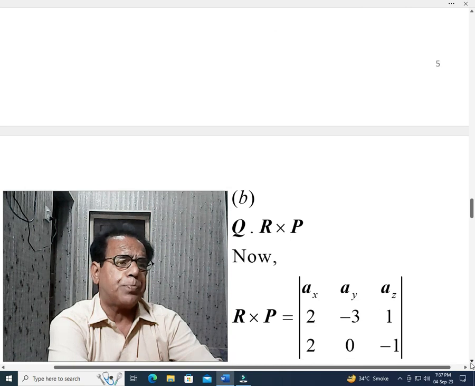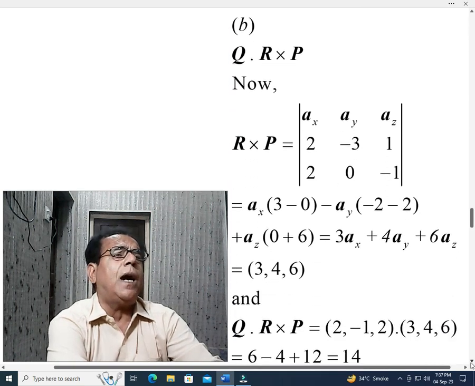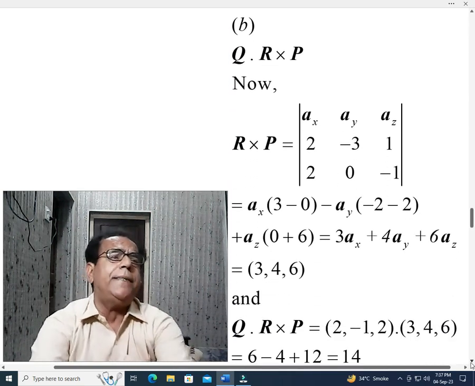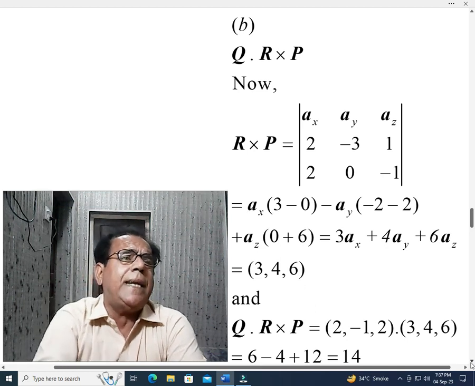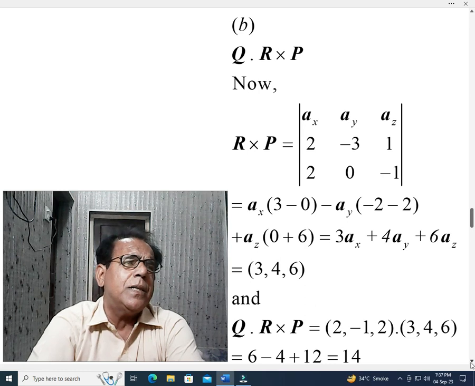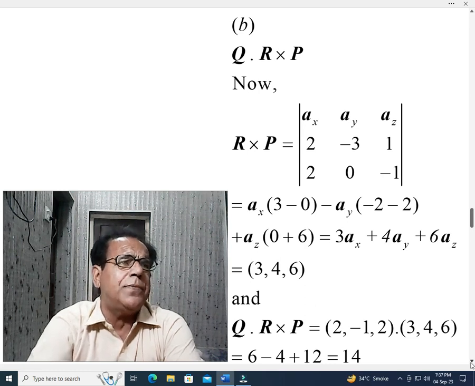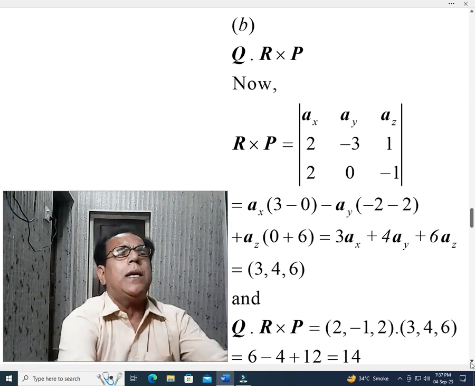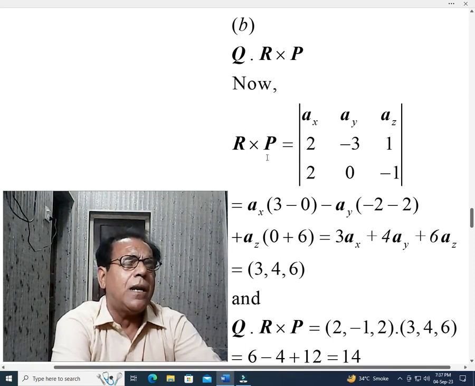Now B, Q dot R cross P. Here order of operation is not clear. No bracket sign has been used, so we are at liberty whether we first find Q dot R or first we find R cross P. Anyhow, we first find R cross P.